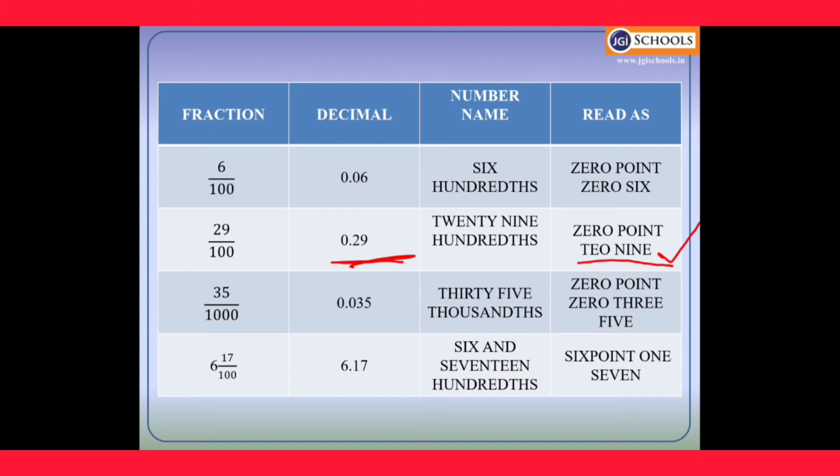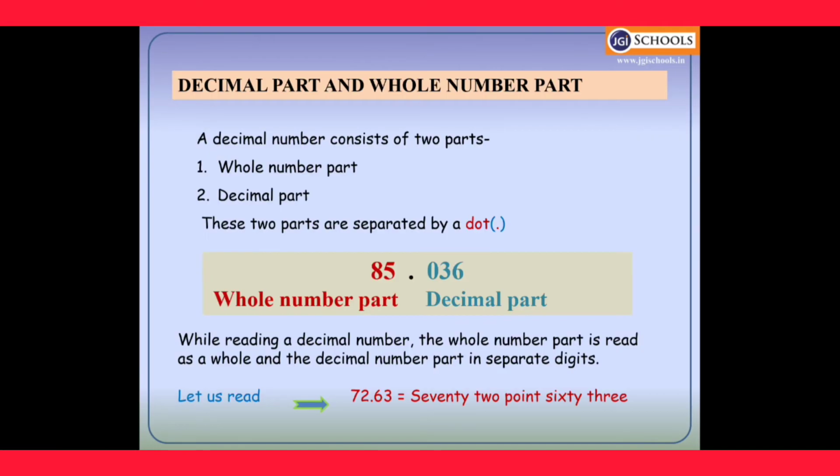Now in the third one it is 0.035. So you can't read it as 35. You have to read it as 0.035. Next is 6.17. So you can't read it as 17. Reading it as 6.17 with the digits merged is the wrong way. You have to read 6.17.